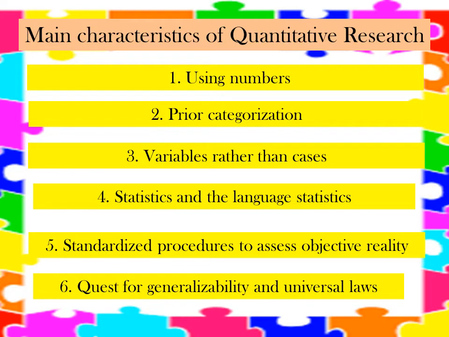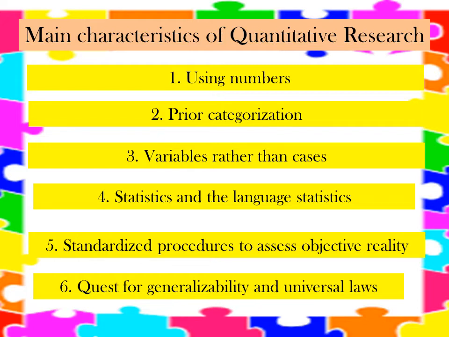Number 2, prior categorization. Because the use of numbers already dominates the data collection phase, the work required to specify the categories and values needs to be done prior to the actual study. Number 3, variables rather than cases. Quantitative researchers are less interested in individuals than in the common features of groups of people.